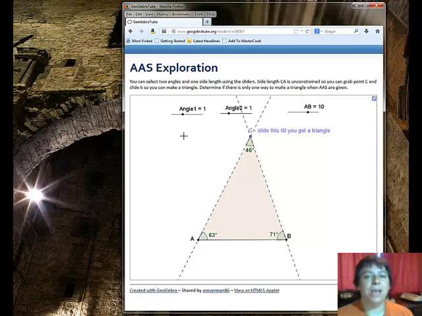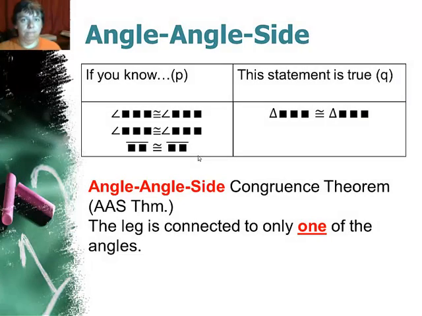So having angle, angle, side is good enough to prove something congruent. Angle, angle, side also works as a theorem to prove that two triangles are congruent. So you could have an angle, an unconnected angle. You don't have to know this side. If you actually know this side, that's good enough to prove that the triangles are congruent, if the corresponding angles are congruent and the corresponding side is congruent.